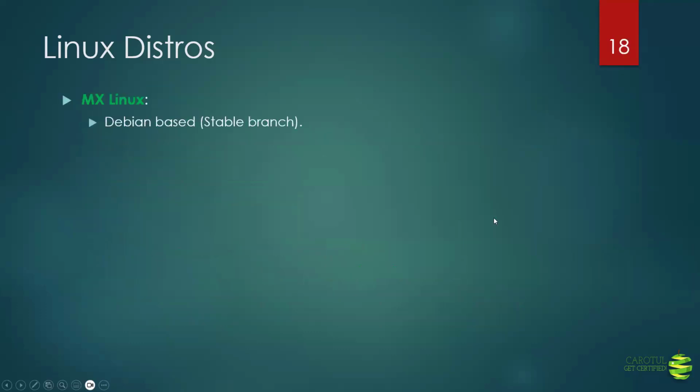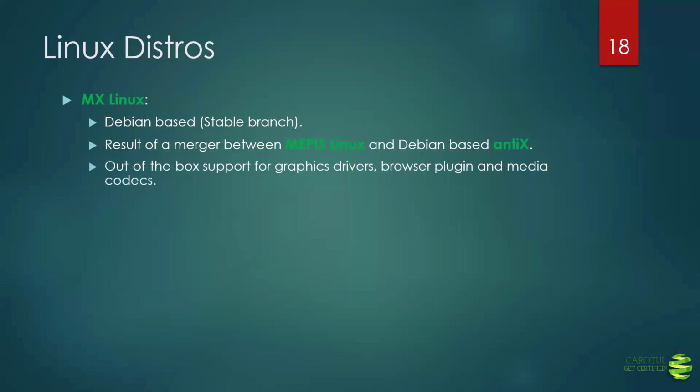And then there are some others like MX Linux, which is also Debian based, but based on the stable branch. It is a result of a merger between MEPIS Linux and Debian based antiX. It has out of the box support for graphics drivers, browser plugins, and media. If you are installing it on a computer which has a graphics card, MX Linux will more often than not support NVIDIA graphic cards, and has high chances of being able to use it as well. It has a stable core with updated desktop applications, so it's a good choice for a client side operating system.